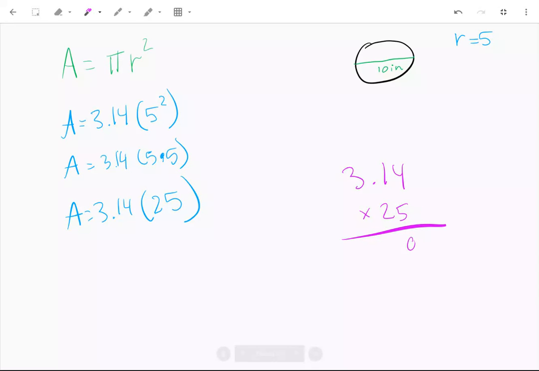So 4 times 5 is 20. We're going to carry our 2. 5 times 1 is 5, plus 2 is 7. 5 times 3 is 15. And when we move on to the 2, we have to add a placeholder. Okay, so now we have 2 times 4, which gives us 8. 2 times 1 gives us 2. And 2 times 3 gives us 6. So we need to add it all together.